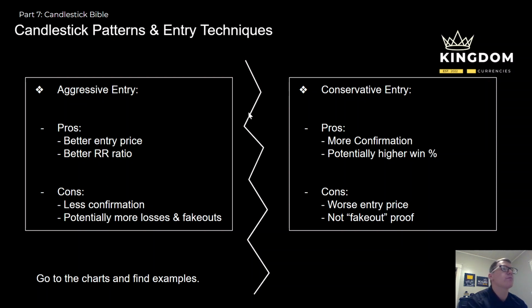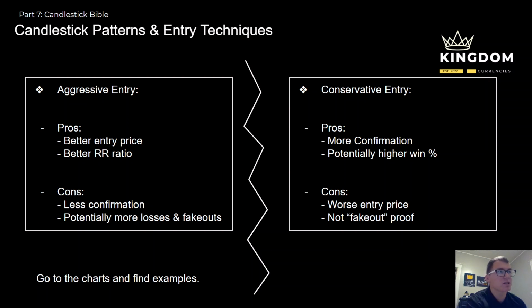Just wait for more confirmation. So now with conservative entries, the pros are obviously you have more confirmation and you have a potentially higher win rate because you're going to avoid all these losses and fake outs. The cons are, you have a worse entry price, and understand that it's not completely fake out proof.